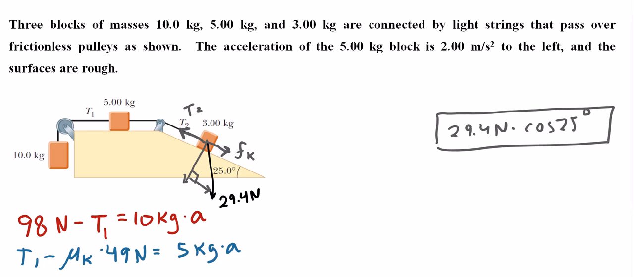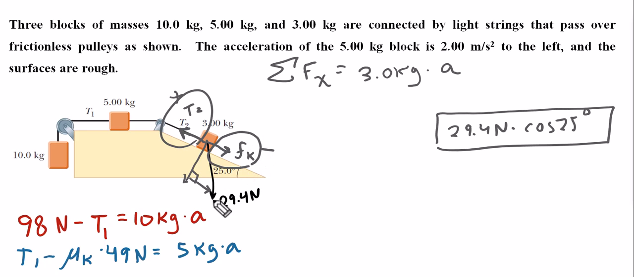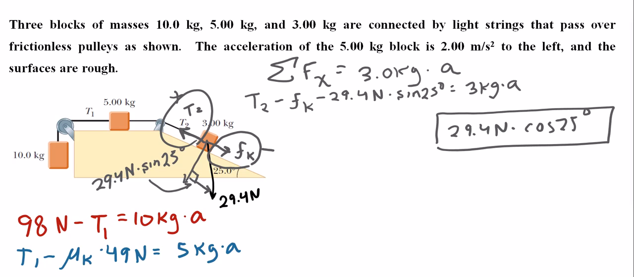We now set up the x-axis for this block. It is accelerating up the ramp to the left. I want to make this positive, this negative. And so it's going to be the 3 kilogram mass times the acceleration. Second law. We have three forces here. We have a T2 going to the left, friction going to the right, and then this component right here that is going to the right along with the friction. So if we set these up, we get this monstrosity. And again, you have the temptation to put it in a calculator. You could, but don't, because it's going to get a little messier.